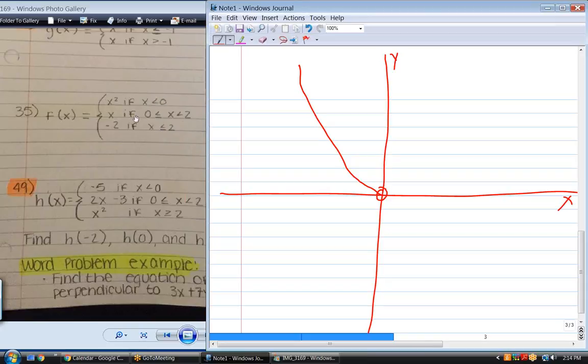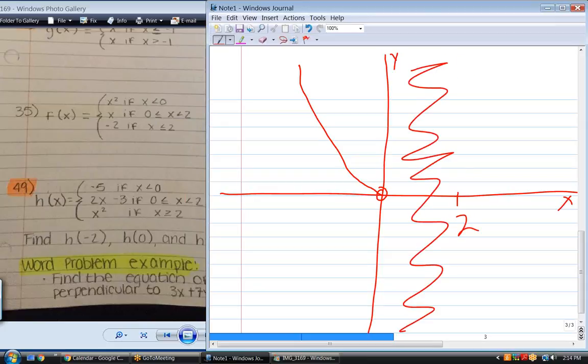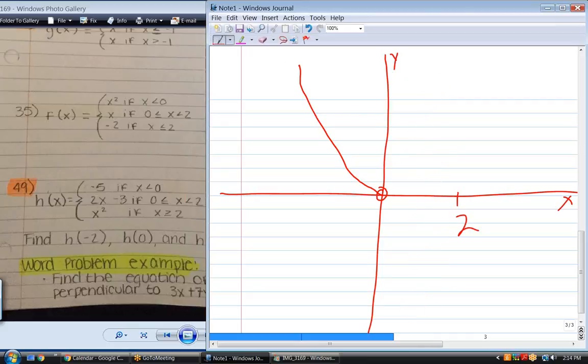Okay, now the next region we want to pay attention to is from 0 to 2. Well, if we make this 2, that's this region here. Okay, what's our function in that region? What's f of x equal to in that area? X. Correct. What's that look like? What does f of x equal to x look like? It's like a straight line. Yeah, straight line.